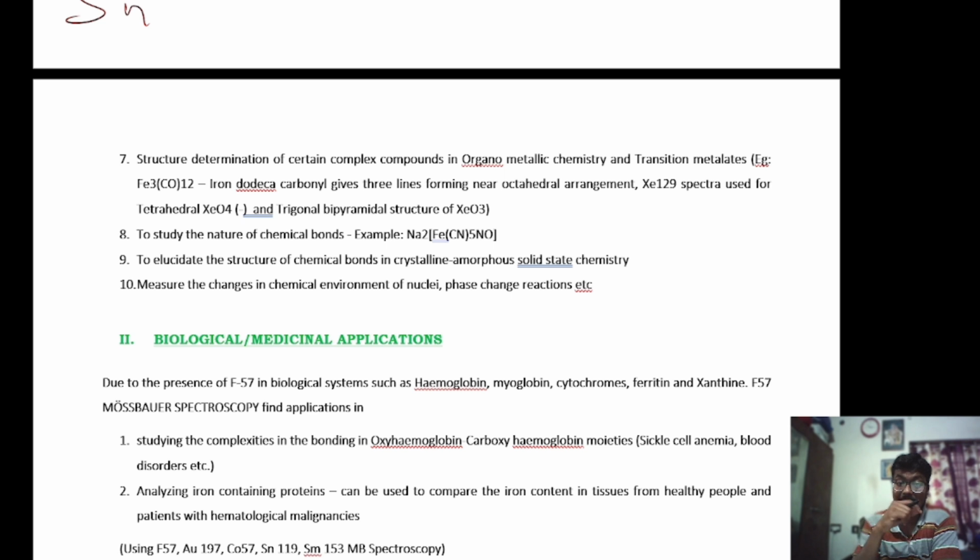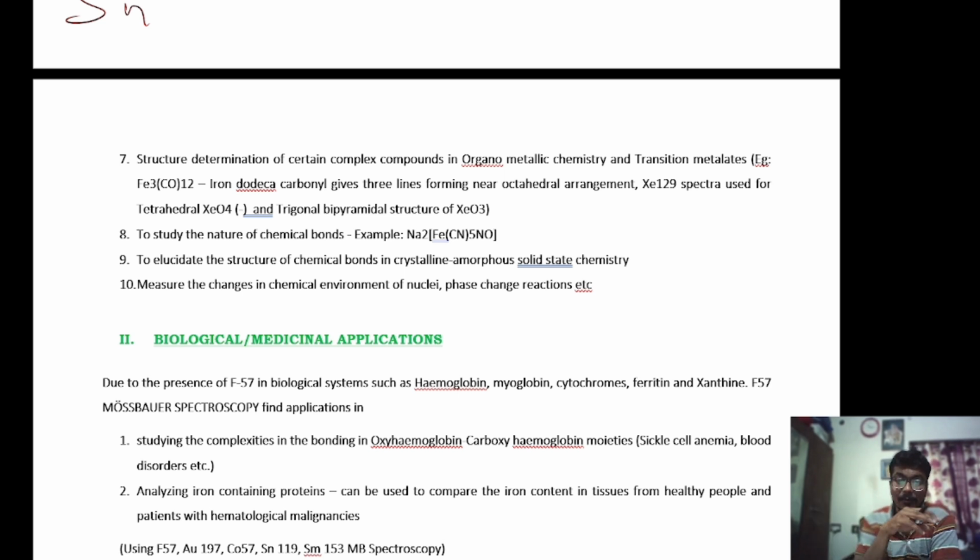The 10th application is to measure the changes in chemical environment of the nucleus, phase change reactions, etc. You all know that Mössbauer spectroscopy is all around that central nucleus, right? We can get a result when there is a disturbance to that particular nucleus, the absorber nucleus or the sample nucleus. Using this, we can infer those disturbances from the spectra obtained.